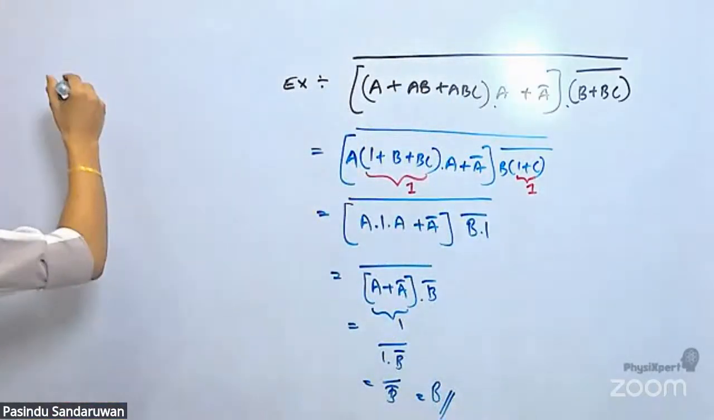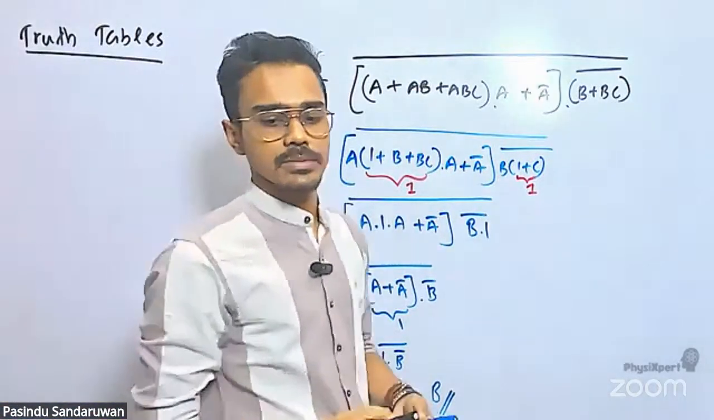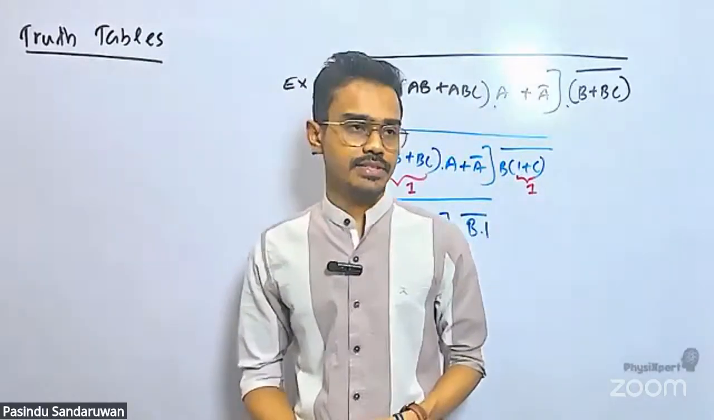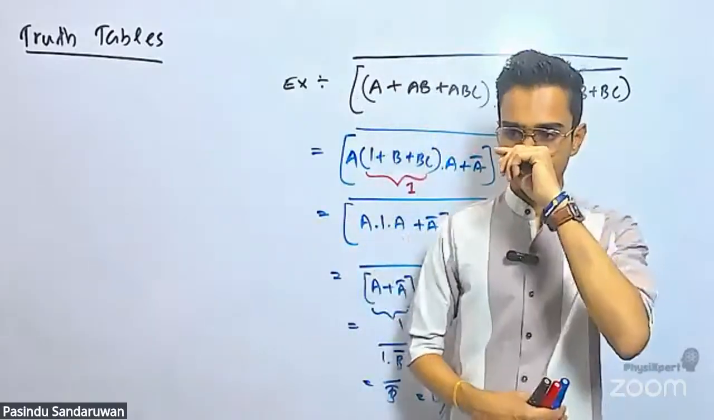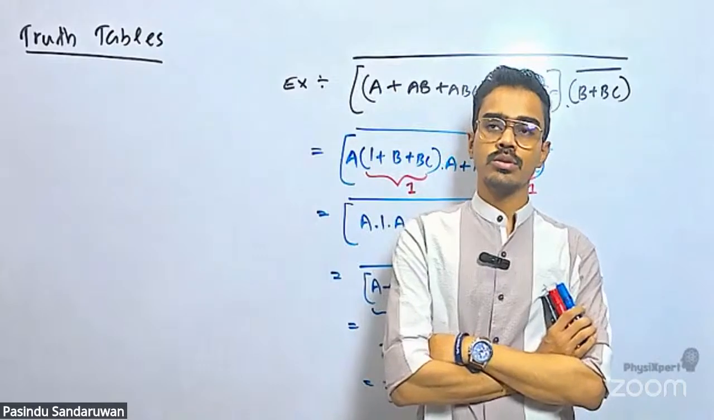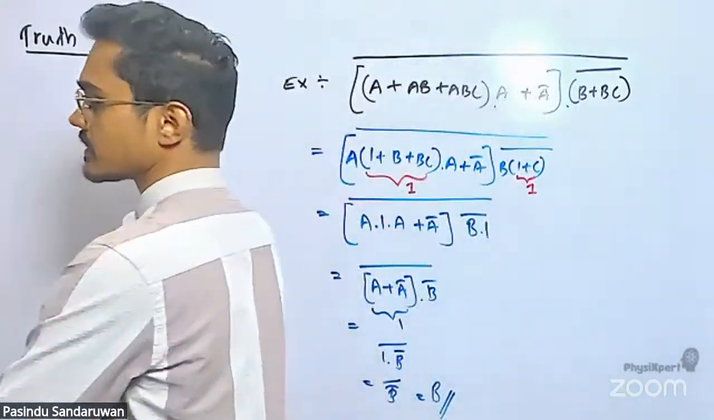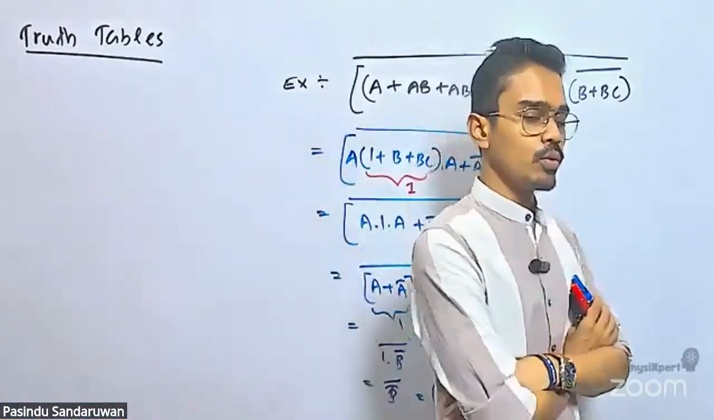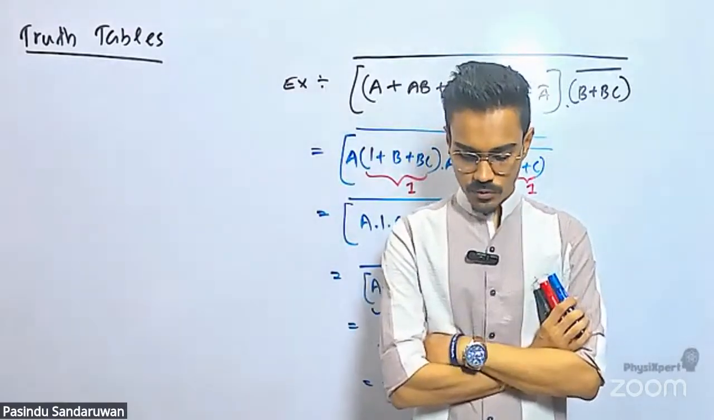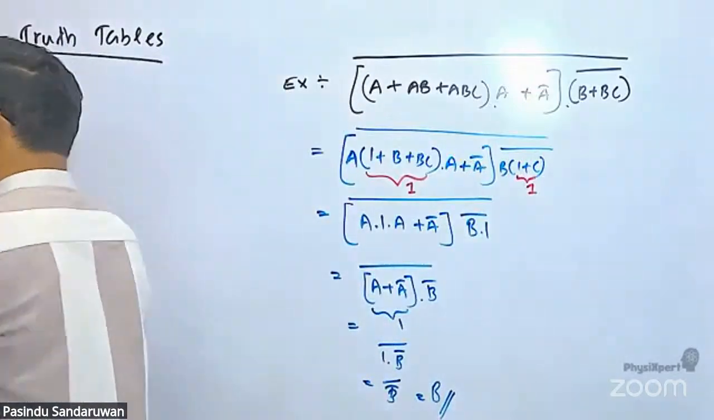Next heading, truth tables. Under that, write down: truth tables are used to show all possibilities of a Boolean expression slash digital circuit, digital circuits.